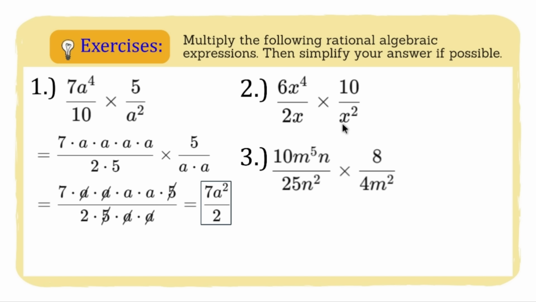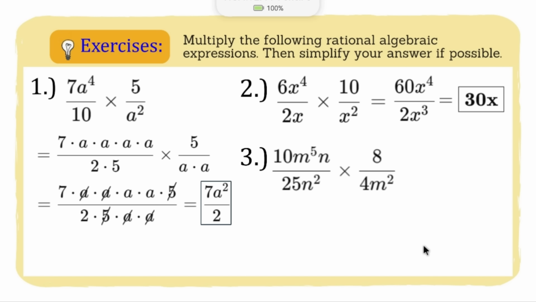Now, for number 2, we can just multiply this straightforward. 6 times 10, we can get 60, x raised to 4, and then 2 times 1 or 2x times x squared is 2x raised to 3. And then subtract yung ating exponents dito sa ating variables, we can get 30x.